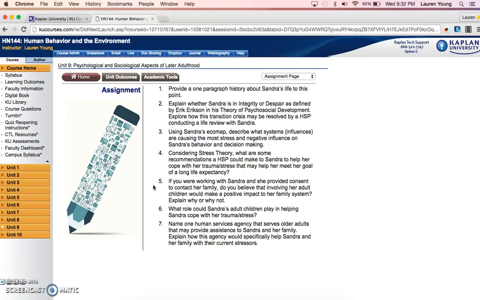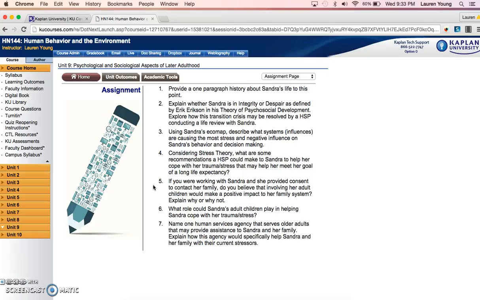Explore in this paragraph how this transition crisis may be resolved by a human service professional conducting a life review with Sandra. Using Systems Eco Map, in paragraph 3, you'll describe what systems or influences are causing the most stress and negative influence on Sandra's behavior and decision making. In your fourth paragraph, you'll consider stress theory. What are some recommendations a human service professional could make to Sandra to help her cope with her trauma and stress that may help her meet her goal of a long life expectancy?